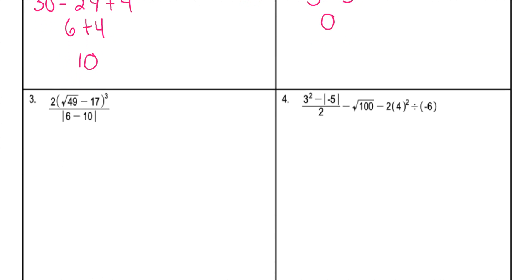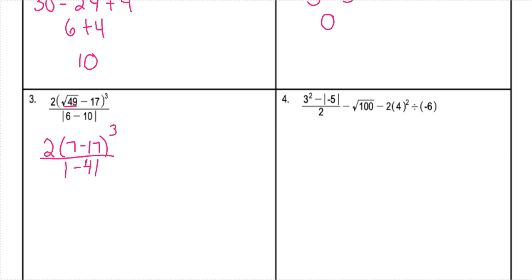All right, let's try 2 more. So this next one, we have a fraction, which means we need to simplify the numerator and then the denominator and then do our division. So I'm going to start inside those top parentheses by taking the square root of 49. And in the denominator, I can go ahead and do the 6 minus 10 and get the absolute value of negative 4.